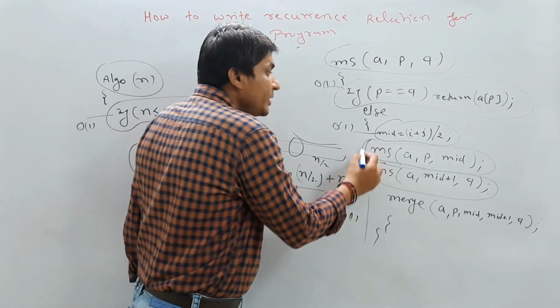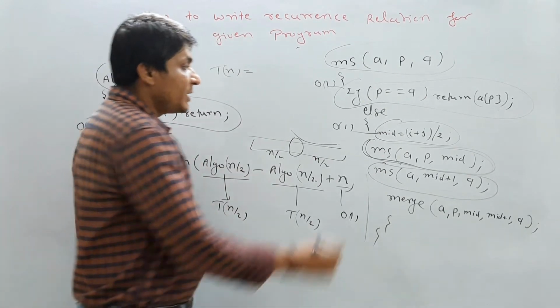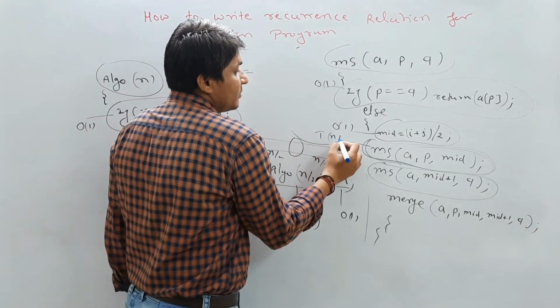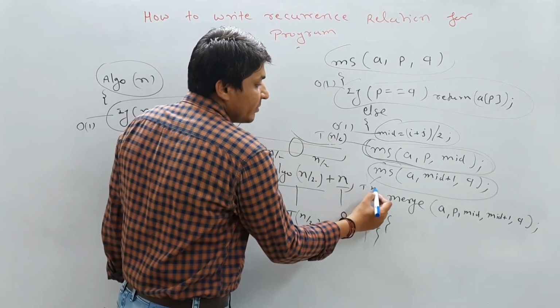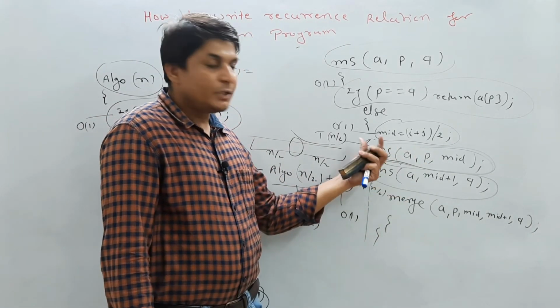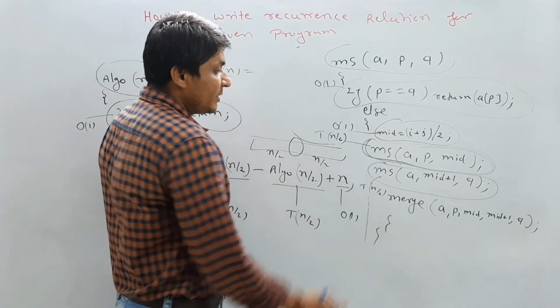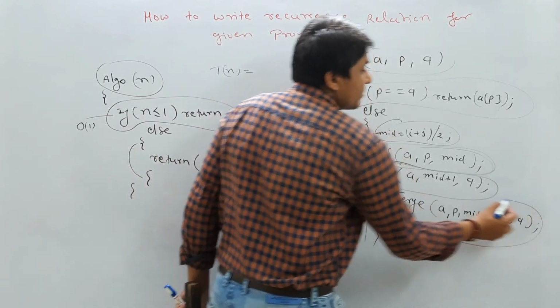Now initially you are solving an n elements problem, but here you are solving n by 2 elements problem, so it will take T of n by 2. Here also it will take T of n by 2, because you are applying merge sort on the left hand side and on the right hand side after dividing. How much time will the merge procedure take?